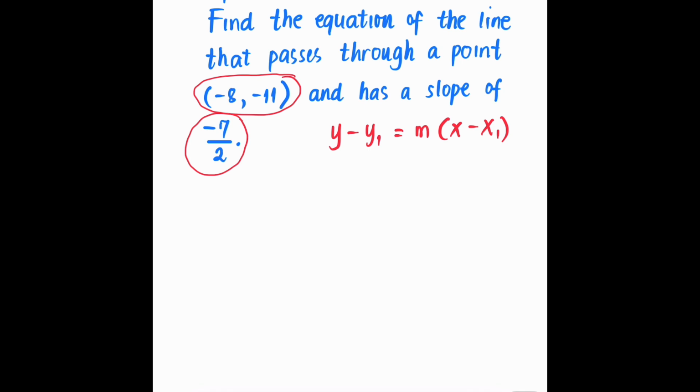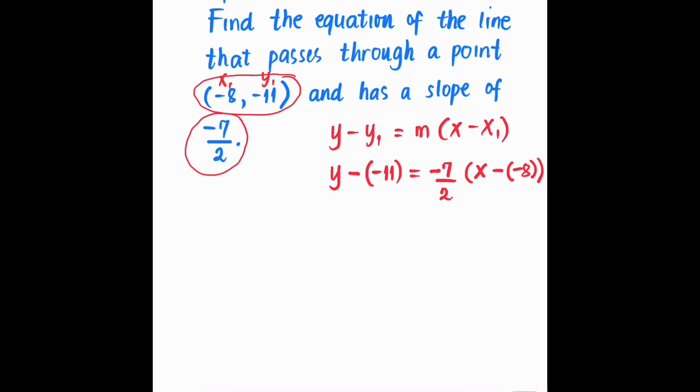Alright, so y minus y sub 1 equals m times x minus x sub 1. So y won't be replaced by anything. Just copy y minus y sub 1. So remember to label. This is going to be x sub 1, y sub 1. So y sub 1 is actually -11 equals m. M is this given slope, so the slope is -7/2. Multiplied by x. X is not going to be replaced. Minus x sub 1 is -8.